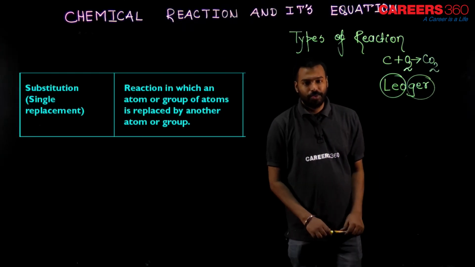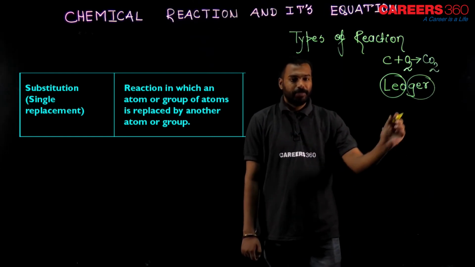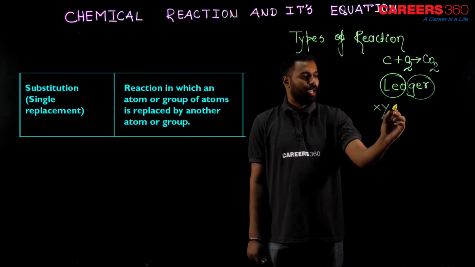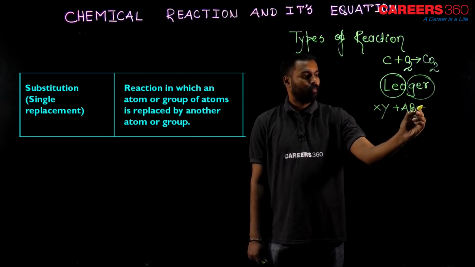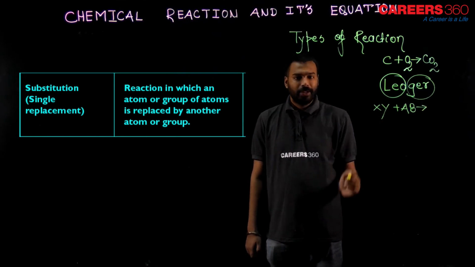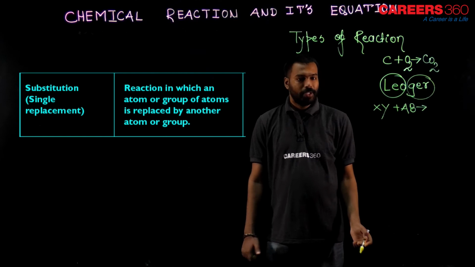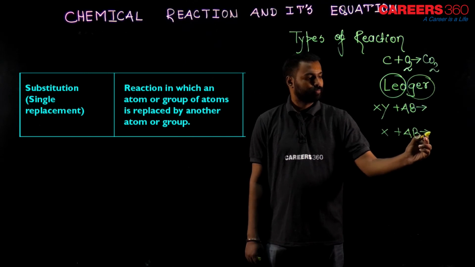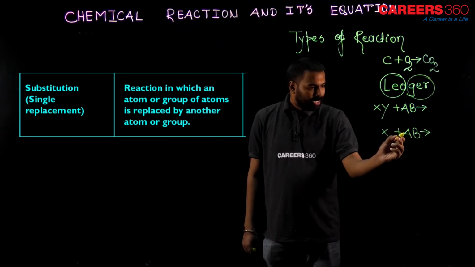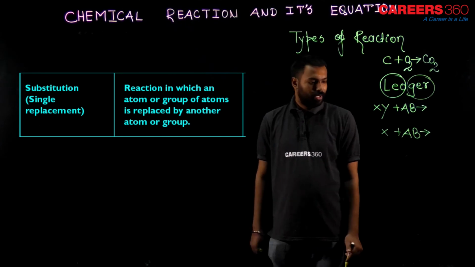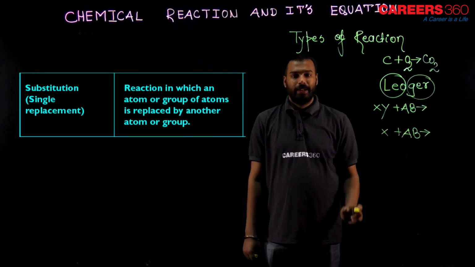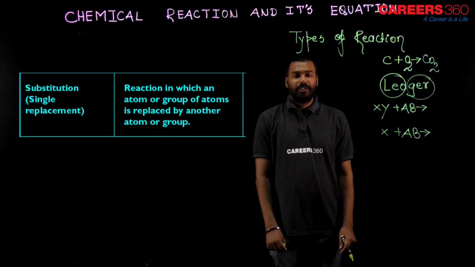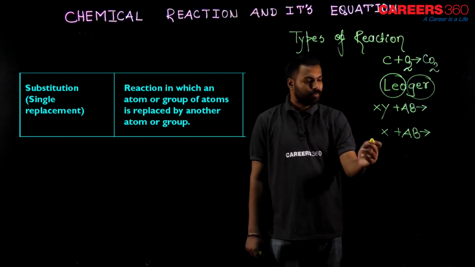Substitution reaction. What is substitution reaction? Dear students, see, suppose you have XY and AB. X is with Y and A is with B, or you can think in this way, X plus AB. Understand here, X is more powerful than A. In chemistry, powerful means more reactive. X is more reactive than A.